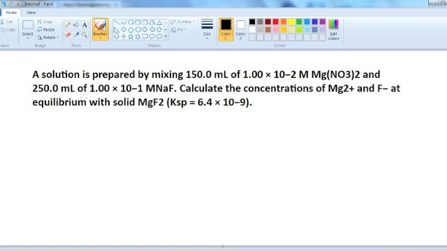So, what's the problem today? A solution is prepared by mixing 150 milliliters of 10 to the negative 2 molarity Mg(NO3)2 and 250 milliliters of 1.0 times 10 to the negative 1 molarity of NaF. Calculate the concentrations of Mg and F at equilibrium with solid MgF2. Ksp is 6.4 times 10 to the negative 9.